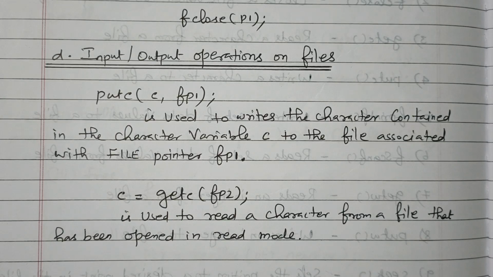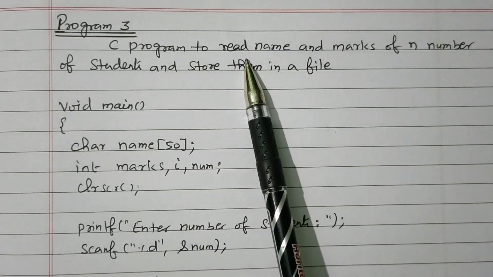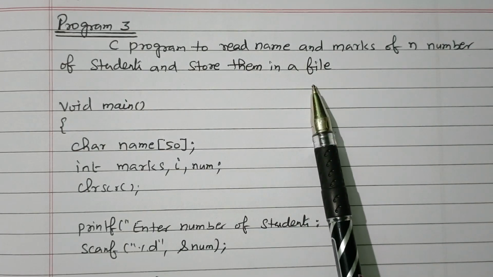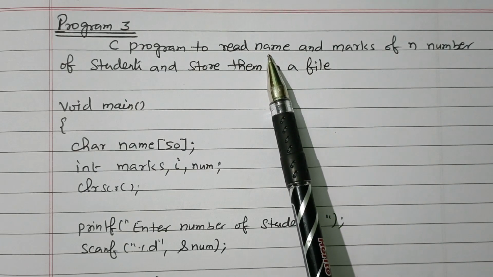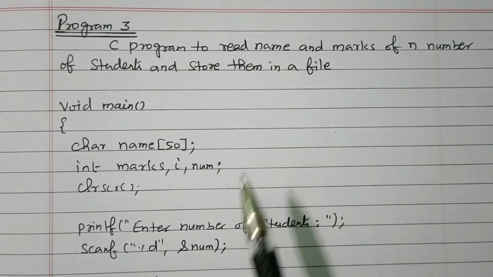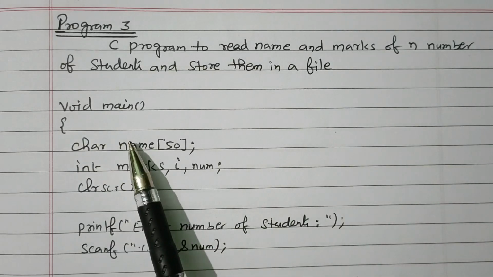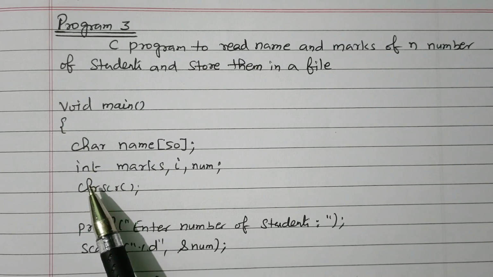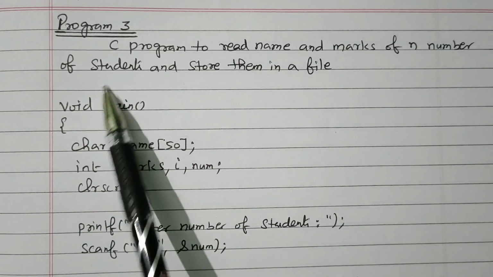Now we'll see one example program for this file handling: opening, closing and writing the data. C program to read the name and mark of n number of students and store them in a file. The program is to read the name and mark of n number of students, and that will be stored in a file. First we open the main program, void main, open the brace. We can include the header files, that is stdio.h and conio.h, standard input output header file and console input output header file. We have to include them, that's not given here.